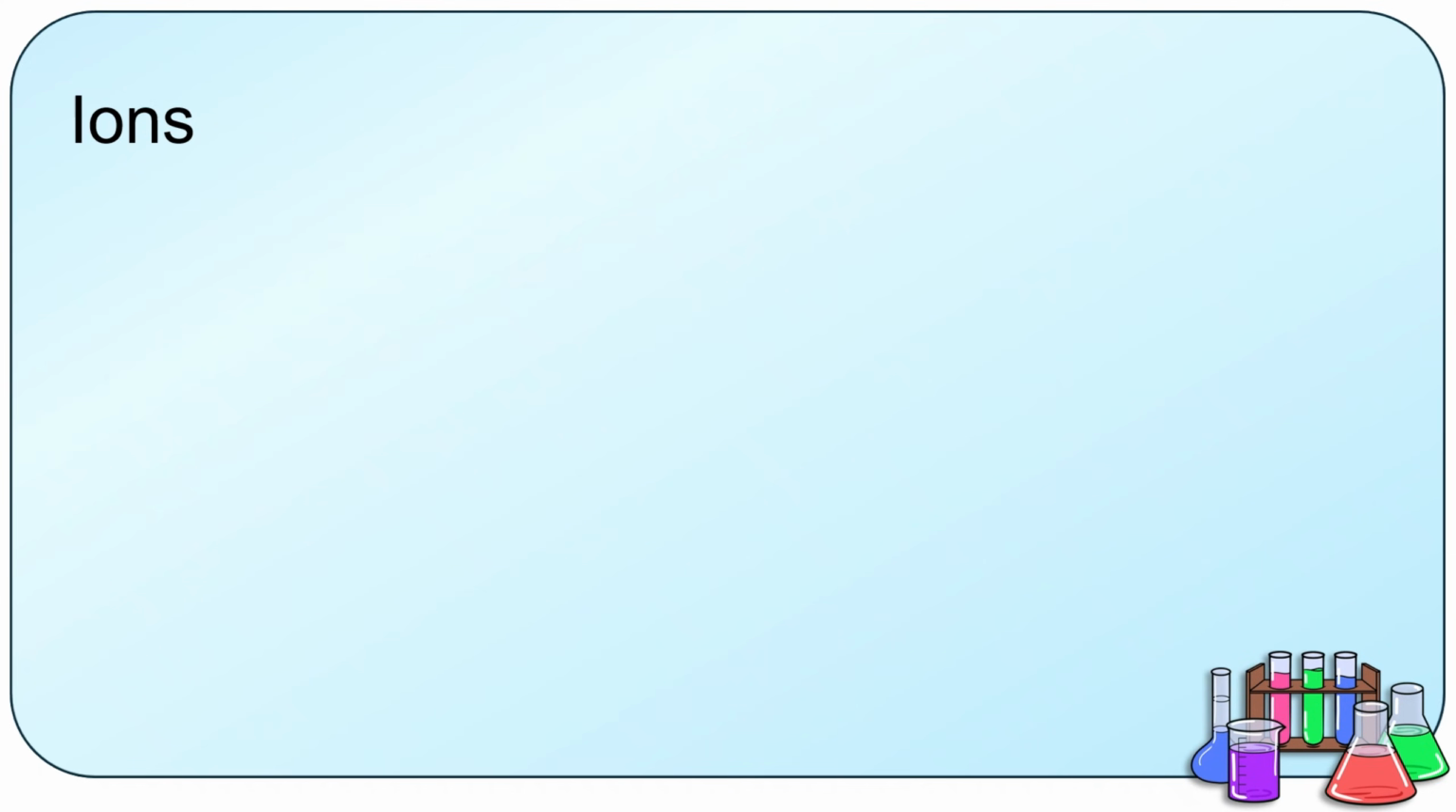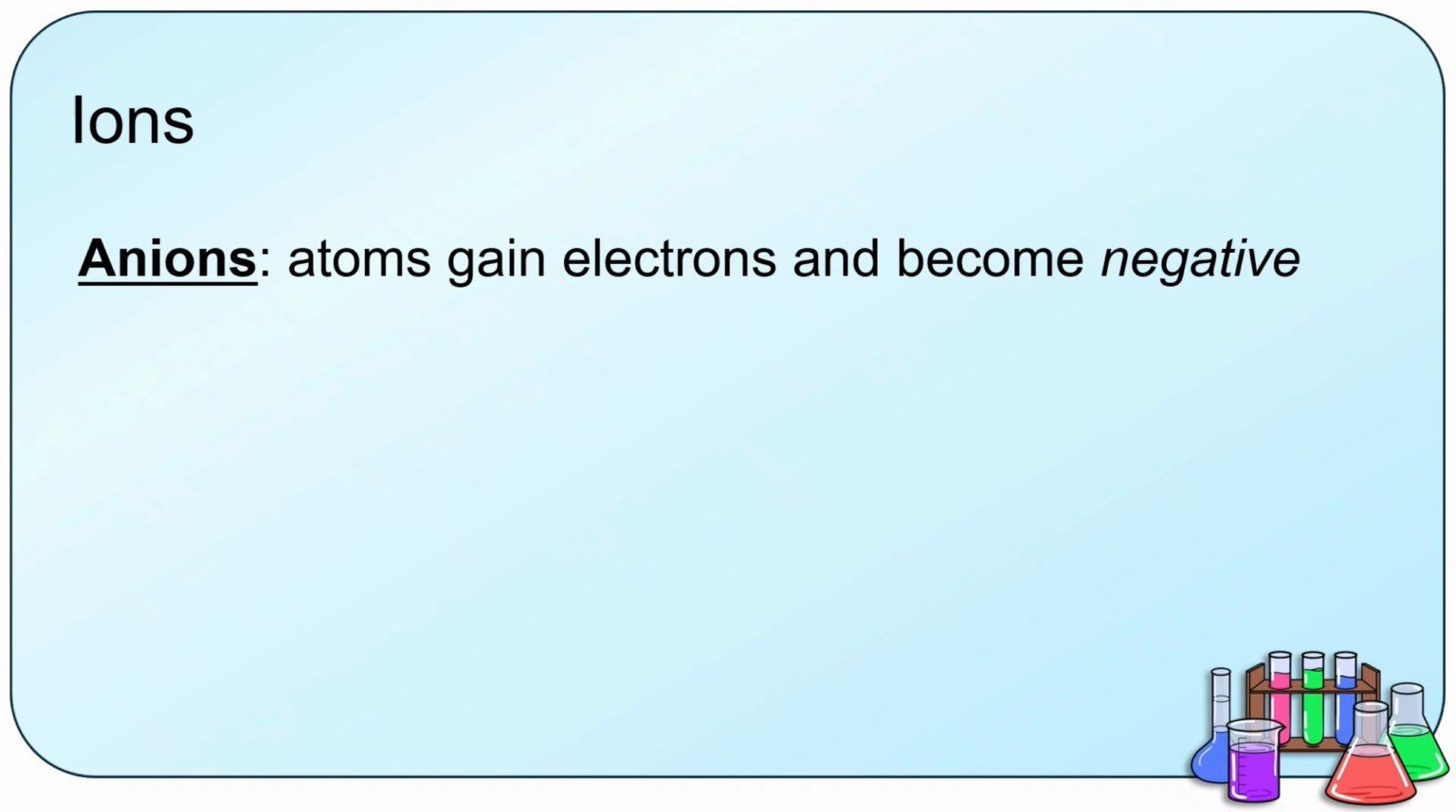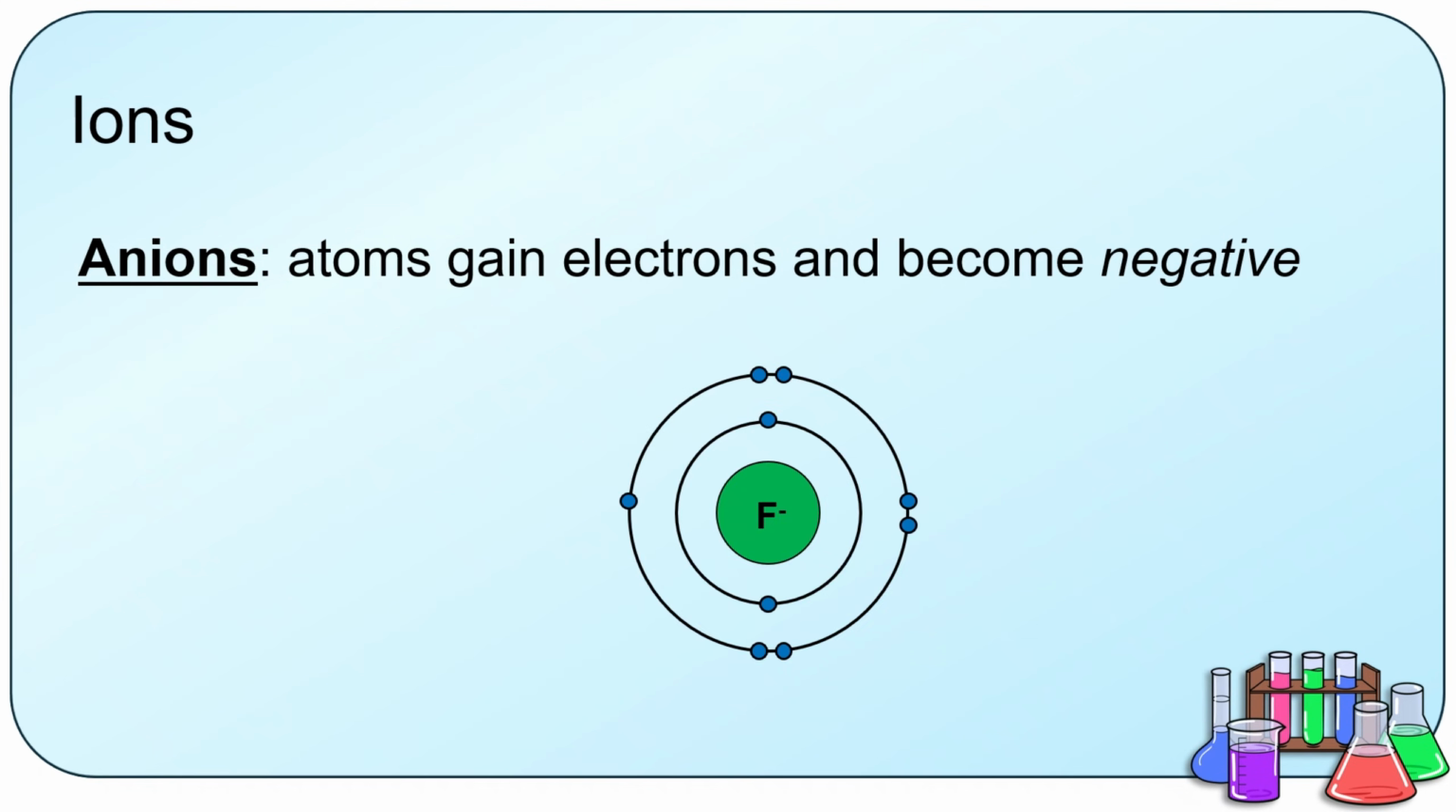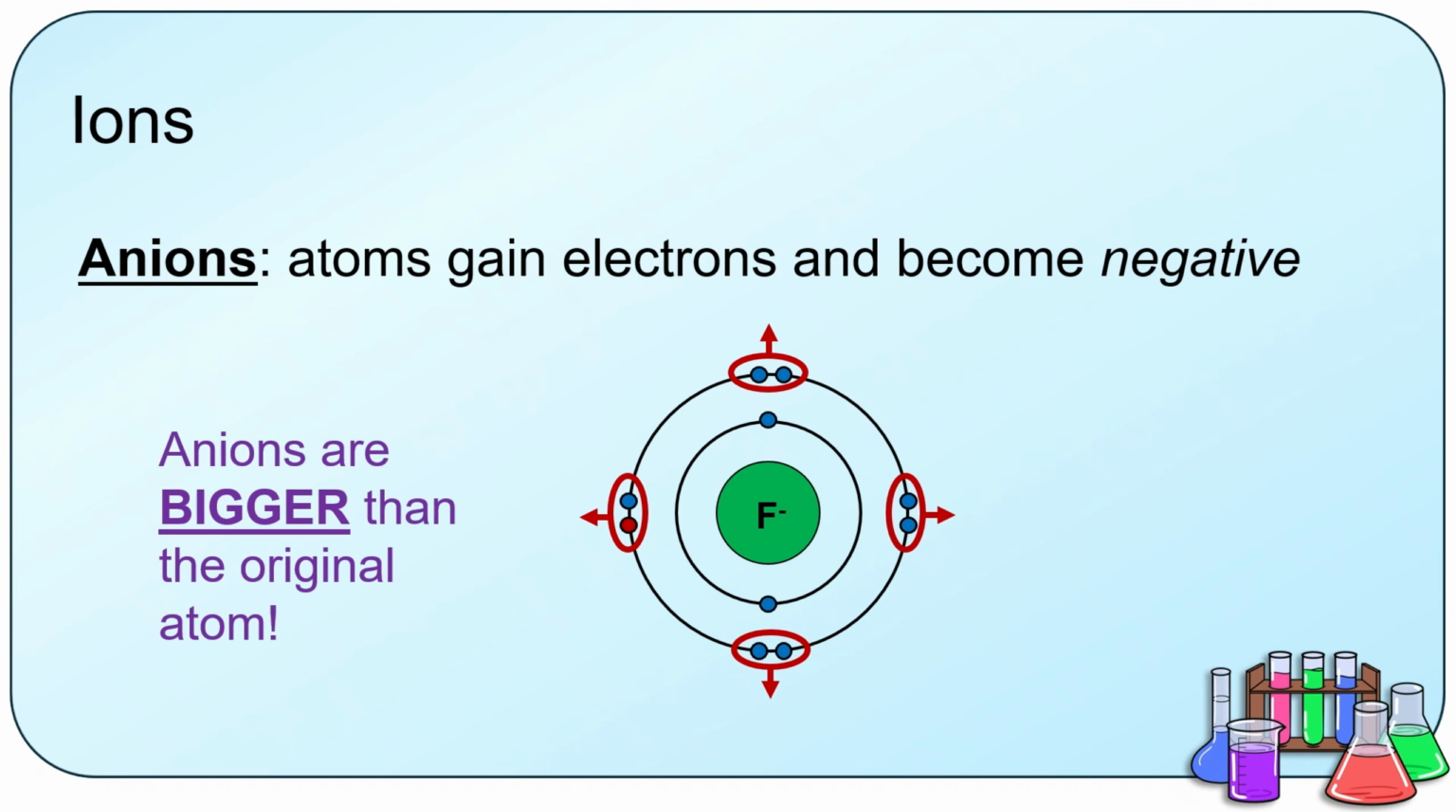The second type of ion is an anion. Anions are formed when atoms gain electrons and become negative. Here's fluorine. If fluorine gets an extra electron, all of its valence electrons will repel each other more than before because like charges repel. This will cause the electrons to spread out. As a result, anions are always bigger than the original atom.